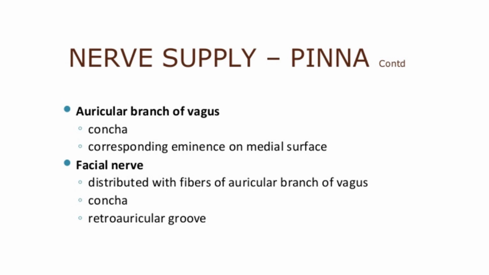The fourth one is the auricular branch of vagus, which is supplying the concha and the corresponding eminence on the medial surface. Okay, it is also assumed that facial nerve, few fibers, they accompany the auricular branch of vagus and supply the region of concha. But this is a rather controversial thing, but it is being presumed that the facial nerve fibers also come.